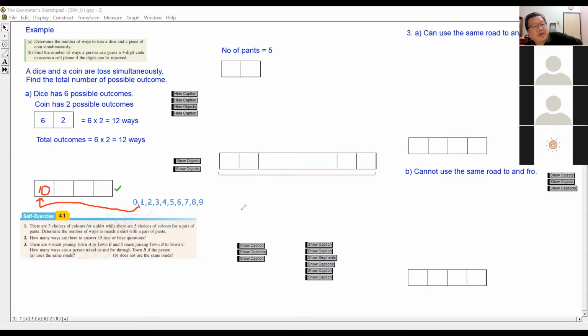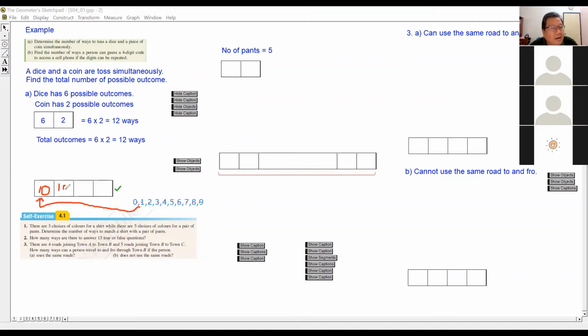The digits can be repeated. Digits can be repeated means if you first just now you put in 8 in the first box, the second time you can also put in 8 in the second box. So how many ways of filling? 10. Correct, 10. Okay, so 10. Why 10?